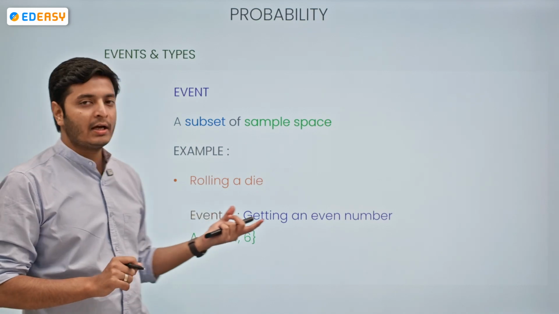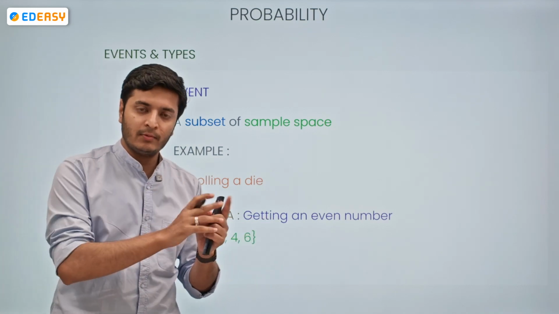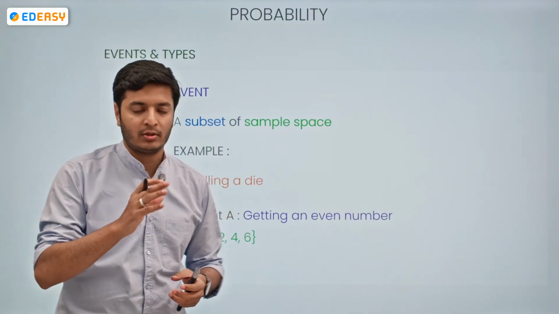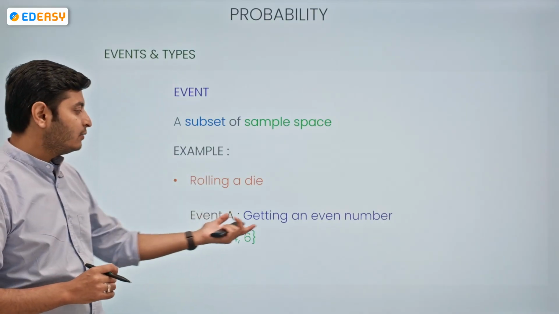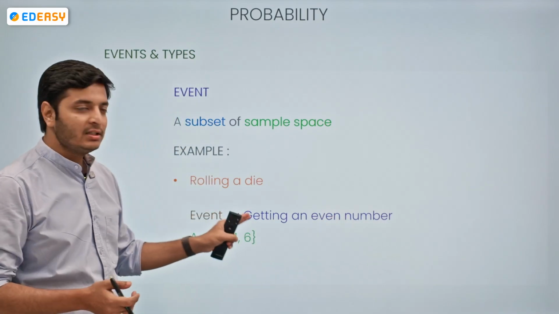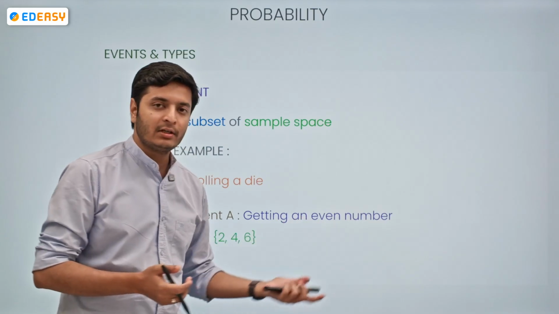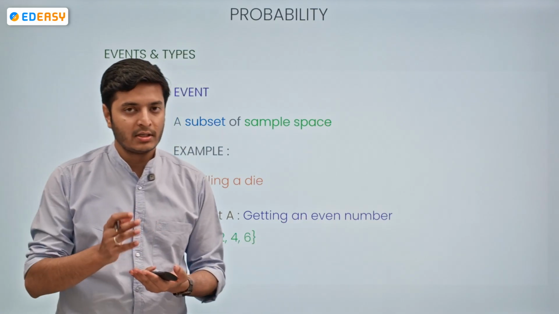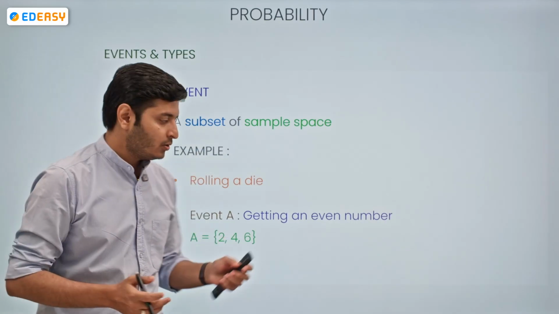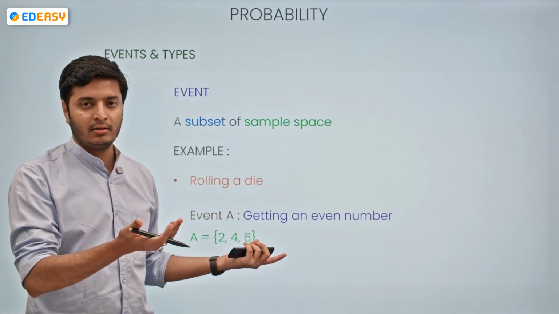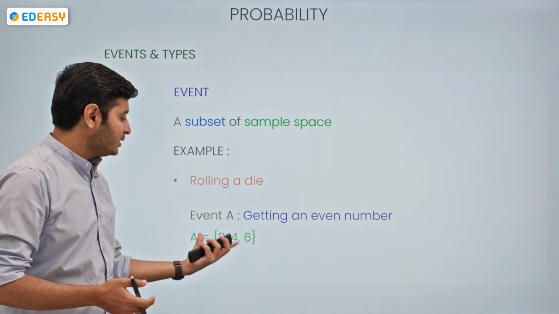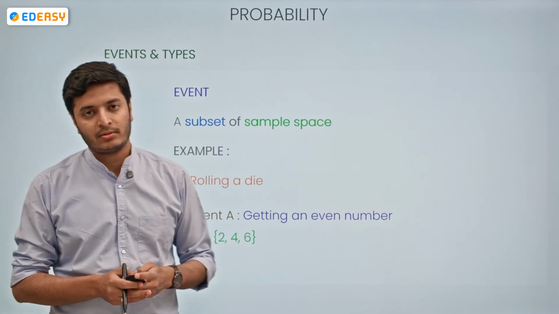So if we are rolling a die, then we can expect the outcomes to be between 1 to 6 only, and if we are rolling it thrice, then there will be only 3 outcomes. So rolling a die event would be getting an even number. If we are rolling it once, what are the chances that we get an even number? How many even numbers are there? 2, 4 and 6. 3 only, right? So this will be the subset of the sample space, not out of that set and not lesser than that set, correct? So this is known as the subset of the sample space.